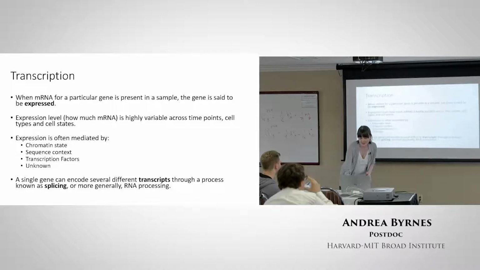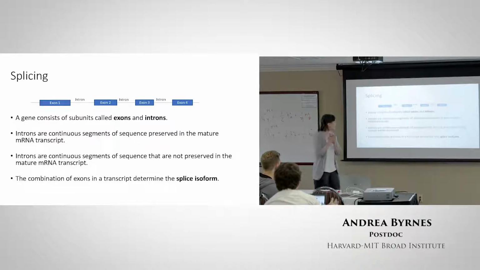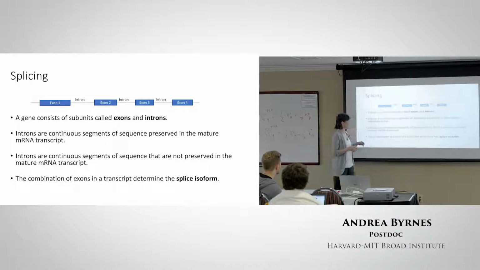So a single gene can encode several different transcripts, and this is a process known as splicing. And this was my first project in Ben Neal's lab, so this is a topic that I get very excited about. So a gene, in general, if you think about it, this black line is representing the DNA, and then the exons are these blue boxes. This is a fairly common pictorial notation for genes. You would say exon 1 is this first blue box, exon 2 is the second, and so on. And these bits that aren't highlighted in blue are the introns.